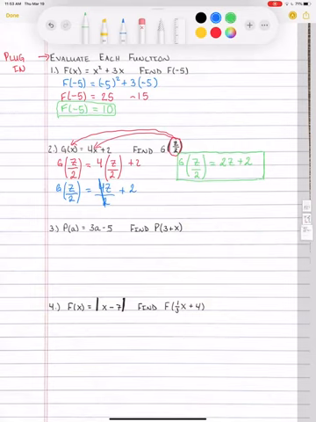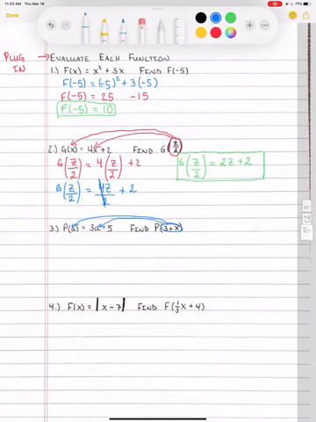So let's look at example 3. I'm going to start by reading it. First off, I have P of A equals 3A minus 5. Find P of 3 plus X. Okay, so the letters switched up on us. Don't worry about it. You're going to be fine. Just know that anytime I see an A, I'm going to plug in 3 plus X. So I'm going to plug it in here, and I'm going to plug it in here.